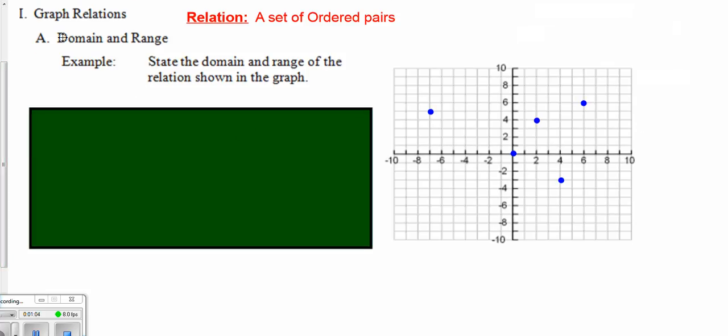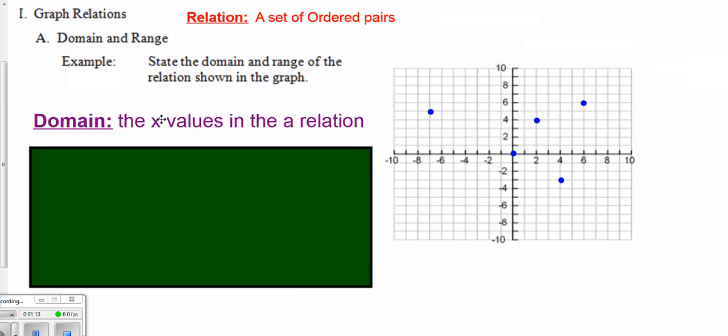We're going to go over domain and range. So in this one, we're just looking at the domain and range of our graphed relation. Now the domain is just all of the x values in a relation. It's what the x values can be according to whatever we have. So here we have a graph, so we have to look at the points. We could be given a table, we could be given an equation. In any of those circumstances, we're just being asked, what can x be?